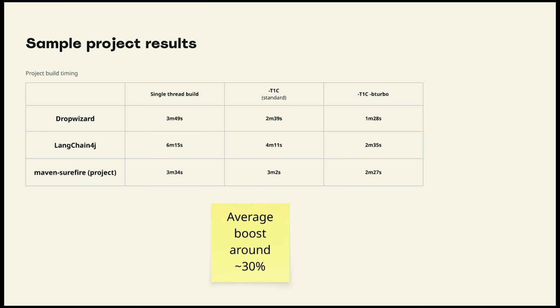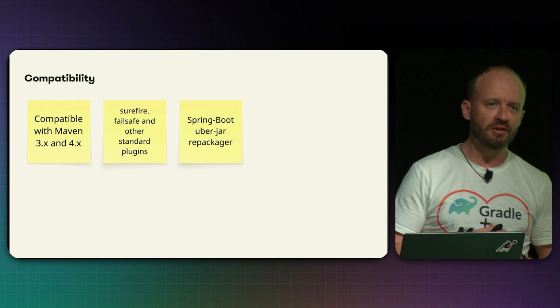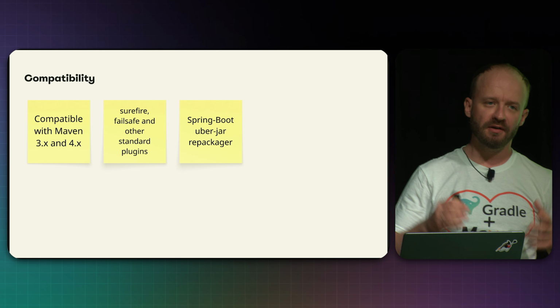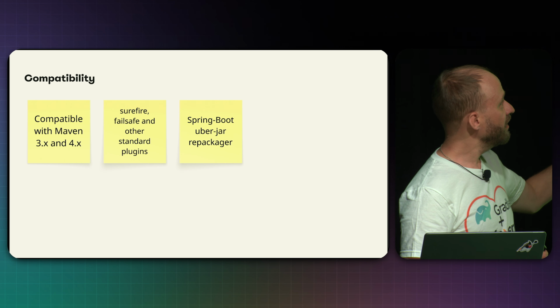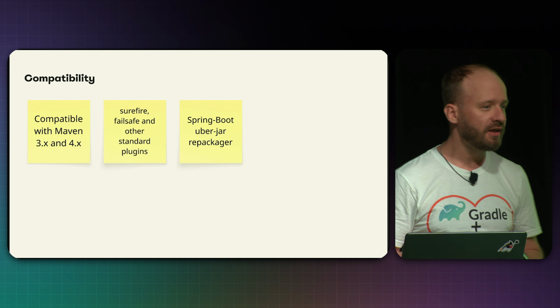I tried this on different projects at Miro, also building open source projects. So the boost is different, it depends on the particular project, but in many cases the average boost is around 30%. Also, the implementation of this builder uses APIs that are quite stable, and so it has very good compatibility with most Maven 3 versions. Also, the latest Maven 4 release candidates work with it.